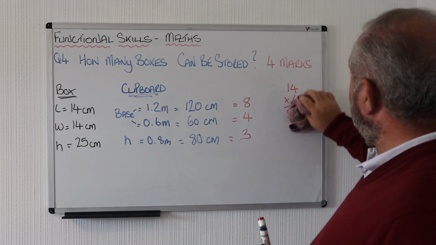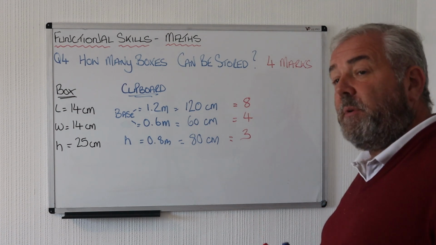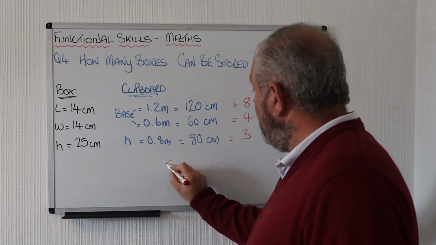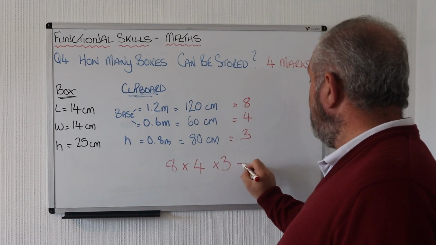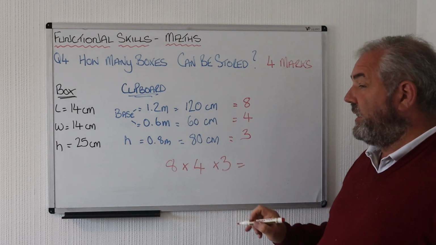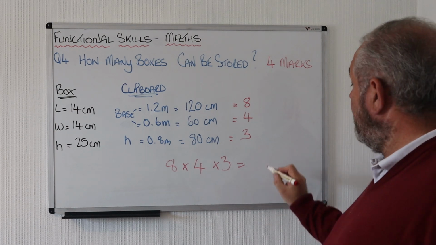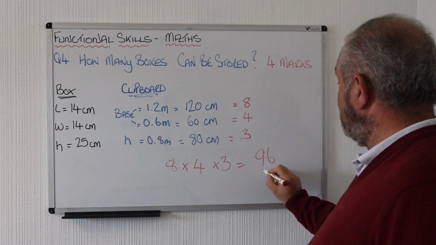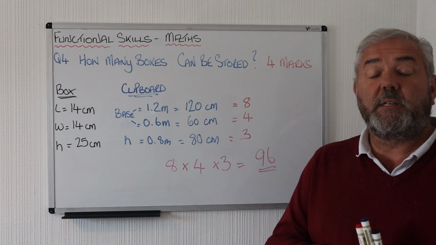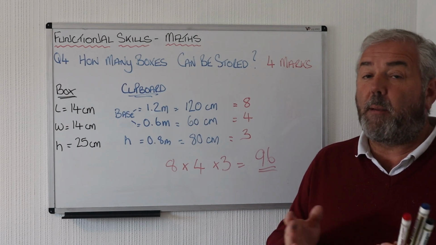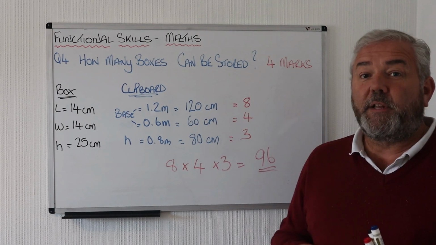So now we've got those 3 sets of numbers. What do we do with them? Well, quite simply, it'd be 8 times 4 times 3. So 8 fours are 32 times a 3 means 96. And the amount of boxes we can fit in the cupboard is actually 96. I hope that makes sense. Let's go on to the next question.